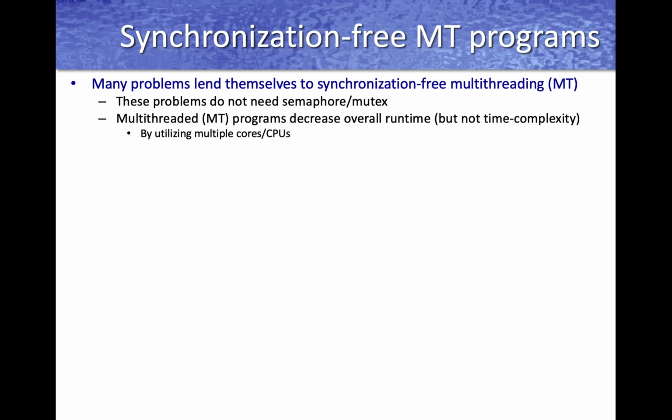Multithreading programs such as these decrease the overall runtime, but not the time complexity of algorithms, by utilizing multiple cores or CPUs available on a single computer. Synchronization-free approaches are the fastest or the best approaches for multithreading.